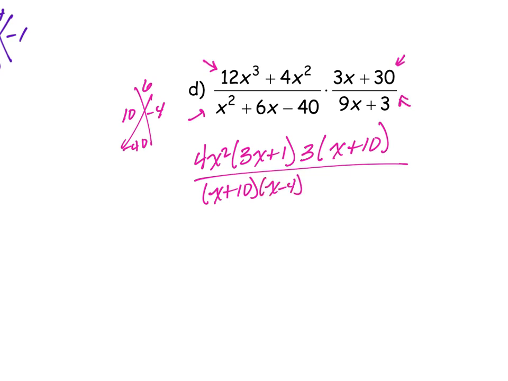And in this one, I can factor a 3 out. So that should be 3x plus 1. And then I'm going to make ones again. So the 3x plus 1 and 3x plus 1, the 3's, and the x plus 10 and the x plus 10. And then whatever's left is my answer. So I've got 4x squared all over x minus 4.